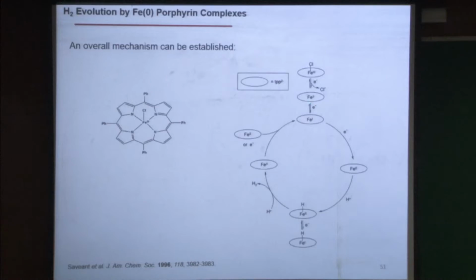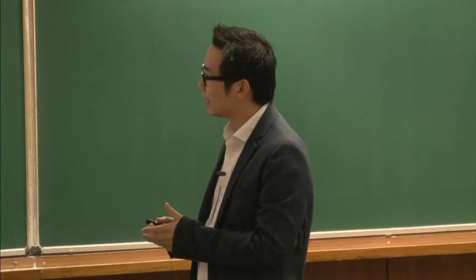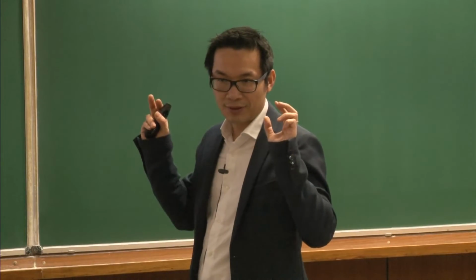Okay? You can reduce iron 2 to iron 1. You then reduce iron 1 to iron 0, formally iron 0. Then you protonate, adding a proton. You make iron 2 hydride. Okay. Now this step is probably really known in organometallic chemistry as oxidative addition.